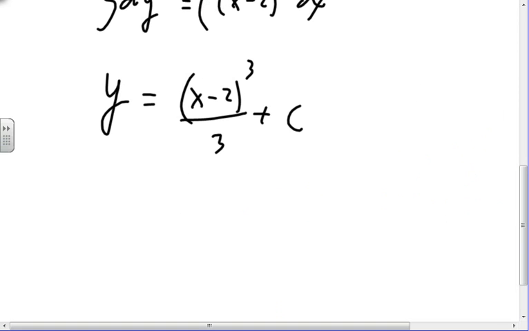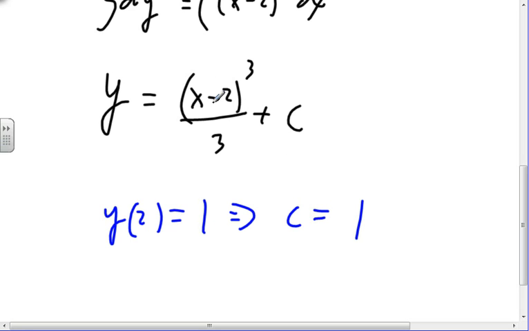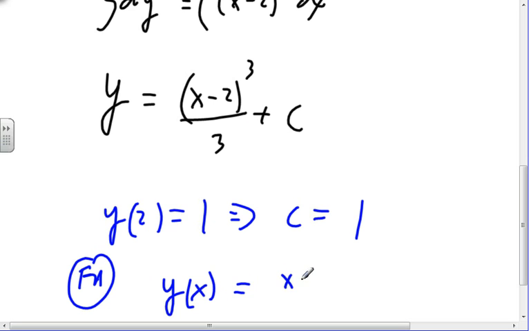Now that I know that, y at 2 is 1. So that implies that c is equal to 1, because when I put a 2 in there I get a 0. So final answer, y of x equals (x minus 2) cubed over 3 plus 1. All right, skipping forward, going to 6.